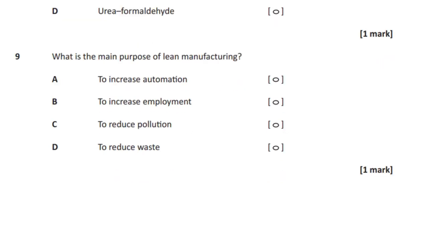Okay, so what is the main purpose of lean manufacturing? Increase automation? No. To increase employment? Nope. Usually it means decrease employment, unfortunately. Reduce pollution? Possibly. And also to reduce waste. So it's more than likely to be to reduce waste, because part of the whole process is by reducing waste, you reduce pollution and you reduce costs and you bring efficiency. So usually lean manufacturing is about bringing efficiencies for the producer or the manufacturer to save money and time and energy. So the answer is to reduce waste.